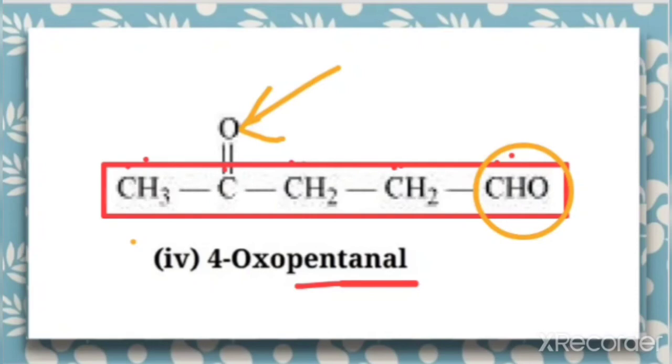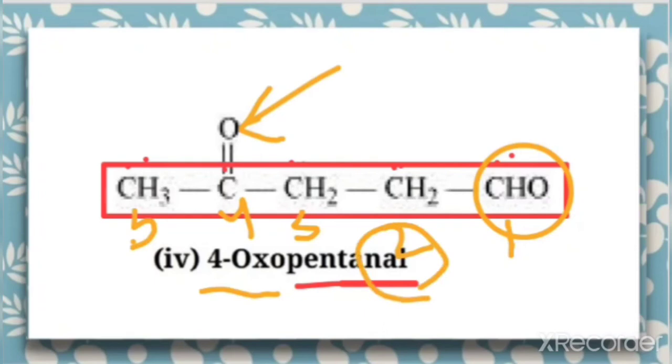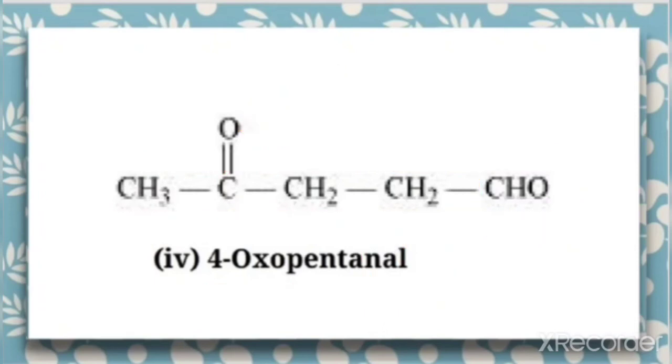So what is the position for here? Because the aldehyde group, that carbon should be given as priority, so that will be number 1, then this will be 2, 3, 4 and 5. So that means on the 4th carbon there is a ketone group which is represented by prefix oxo. Therefore 4-oxopentanol, where the nol is representing the aldehyde.